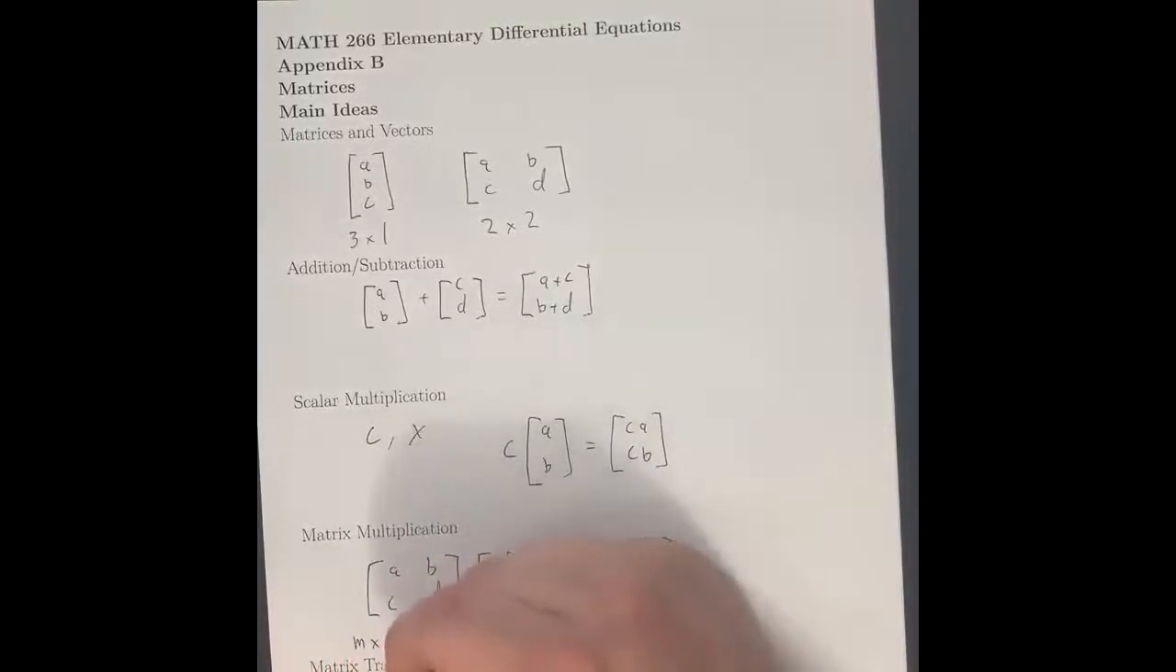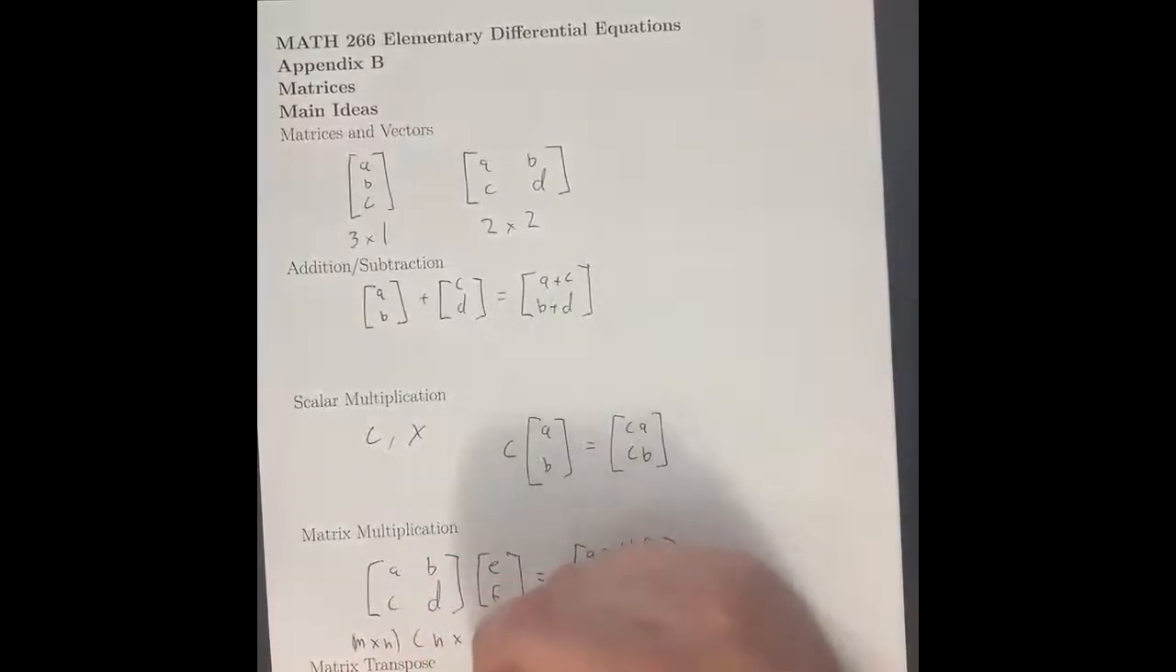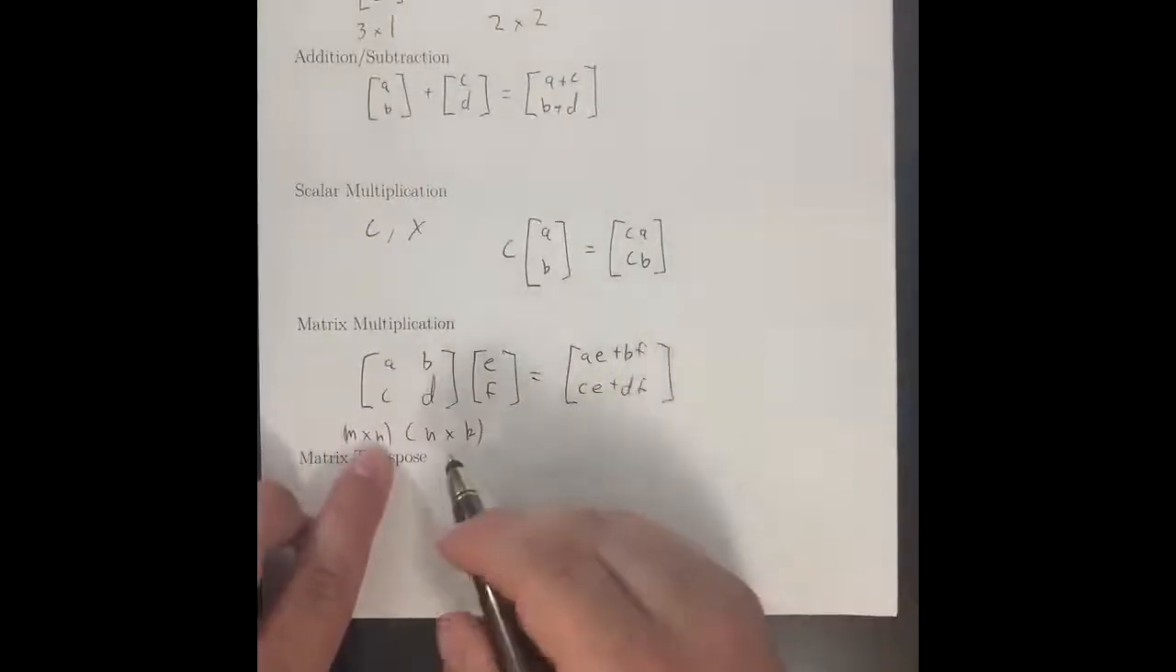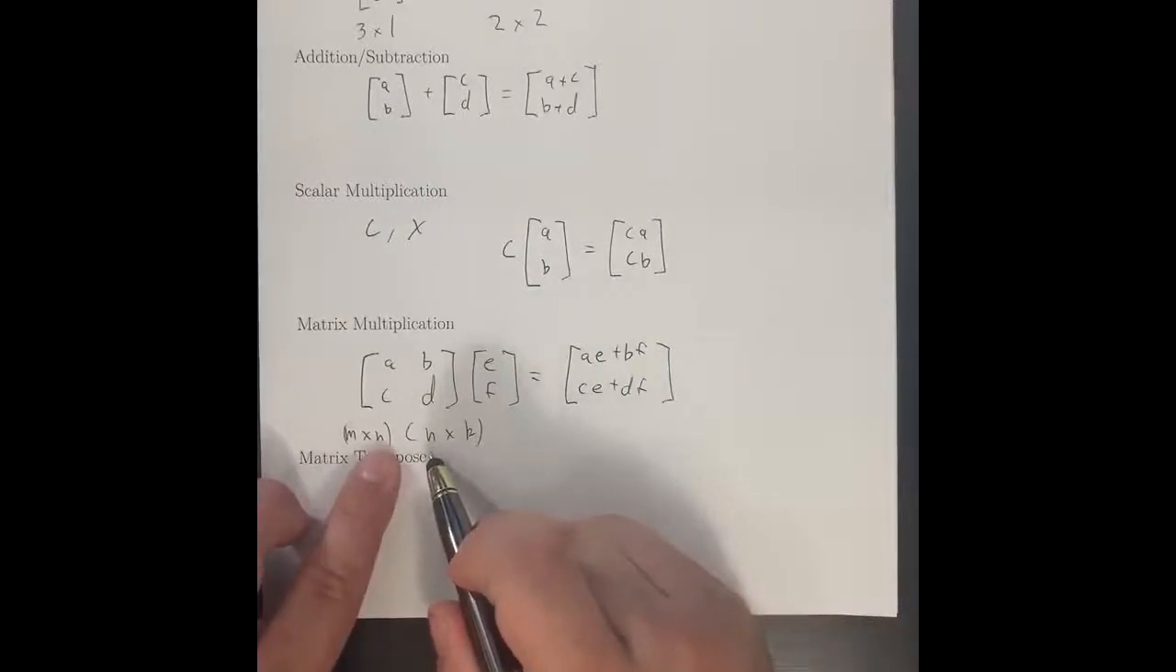You can only multiply that by things that are n by something else, and by k. So this inner n and n have to be the same. If those are the same length, then you can multiply two matrices together.